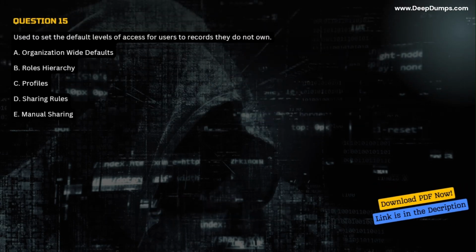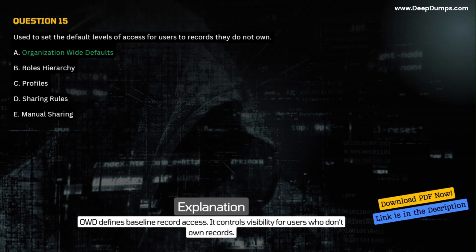Question 15. Used to set the default levels of access for users to records they do not own. A. Organization-wide defaults. B. Roles hierarchy. C. Profiles. D. Sharing rules. E. Manual sharing. Correct answer: A. Organization-wide defaults. Explanation: OWD defines baseline record access. It controls visibility for users who don't own records.